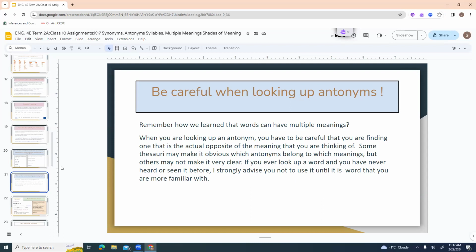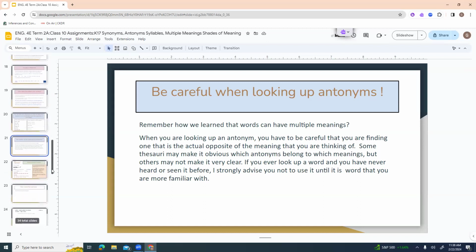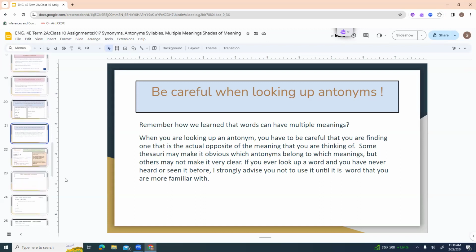If you ever look up a word and you've never heard or seen it before, I really strongly advise you not to use it until it is a word that you're more familiar with, at least in your writing. Maybe start using it in conversation and see how it goes and how people react to it. Because sometimes too, there's a word that in the dictionary sounds like it means one thing, but in real life, it's kind of developed its own meaning that is slightly different than the dictionary.